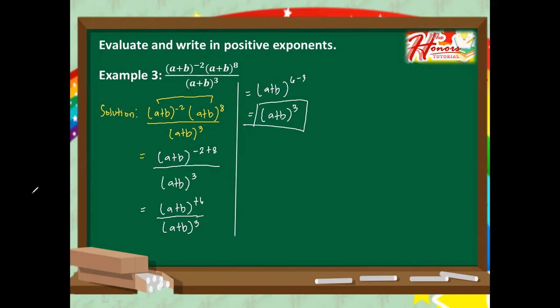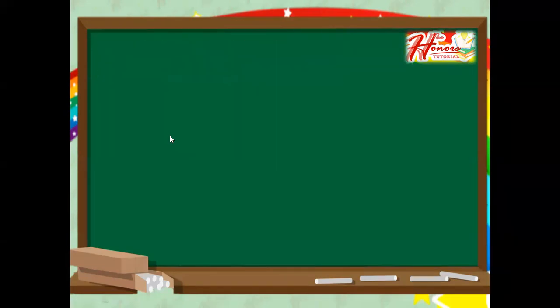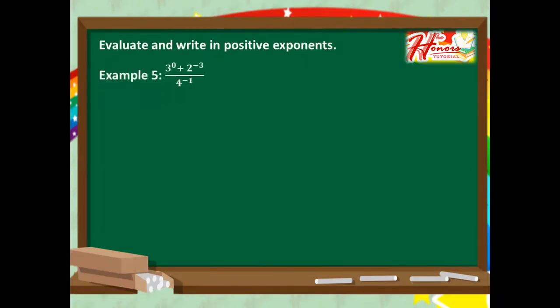Let us have example number 4. We have here 3 raised to 0 plus 2 raised to negative 3 over 4 raised to negative 1. So let's solve for this. Write the given first. So solution, that is 3 raised to 0 plus 2 raised to negative 3 over 4 raised to negative 1.